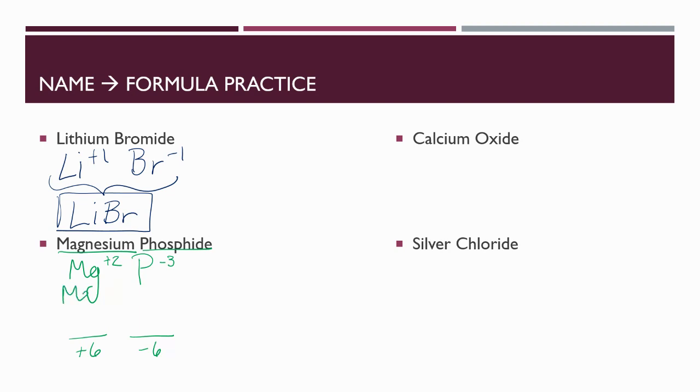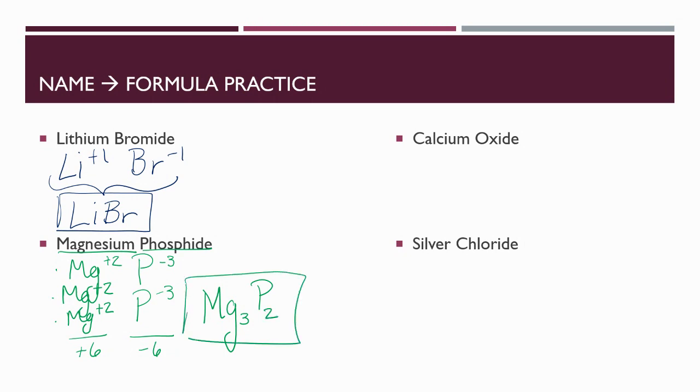Well, to get a total of +6, I'm going to need 3 magnesium +2s. To get a total of -6, I'm going to need 2 phosphorus -3s. So my formula then, if I count those up, 1, 2, 3 magnesiums and 2 phosphide ions. So Mg3P2.